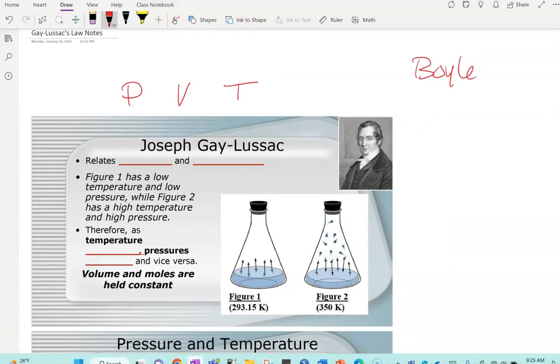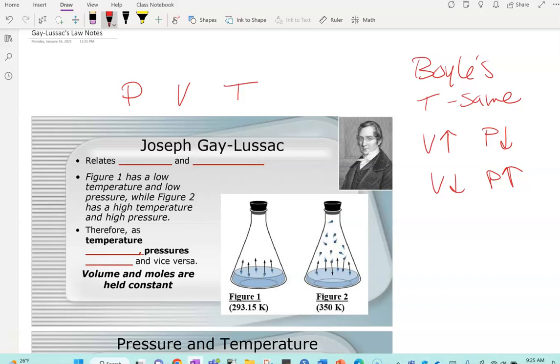So remember with Boyle's law, the temperature was kept the same, and we saw that when the volume would increase, the pressure would decrease, and vice versa.